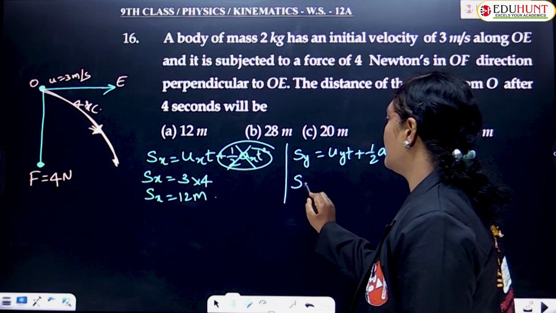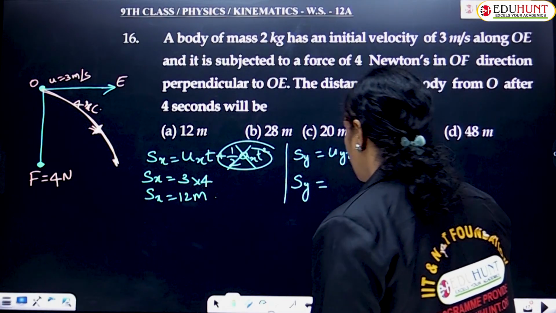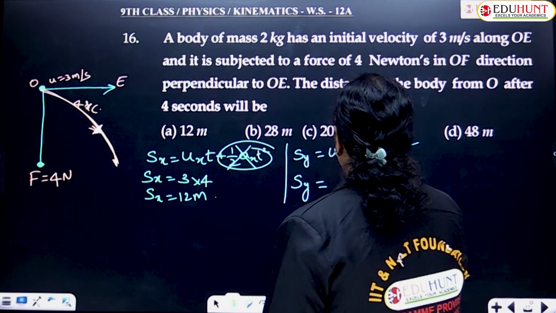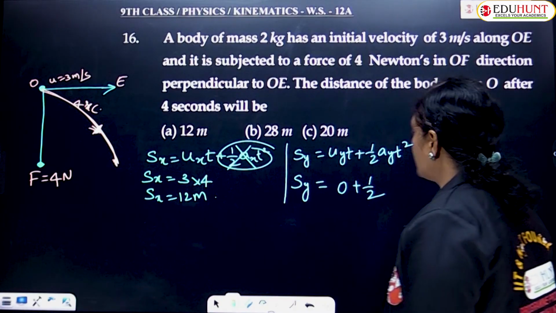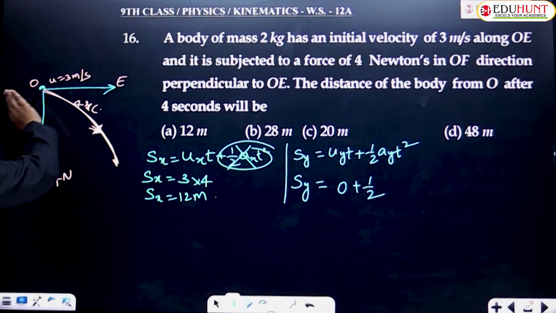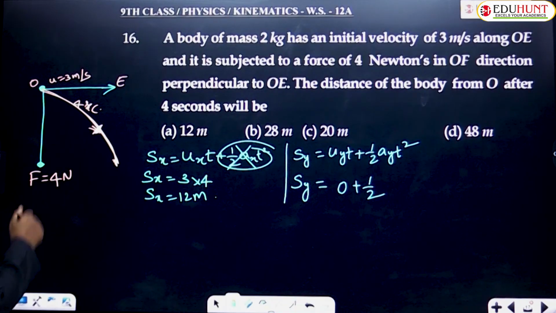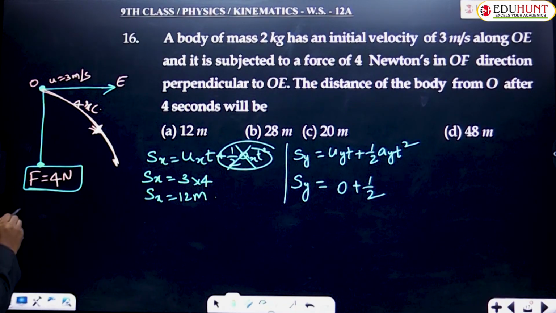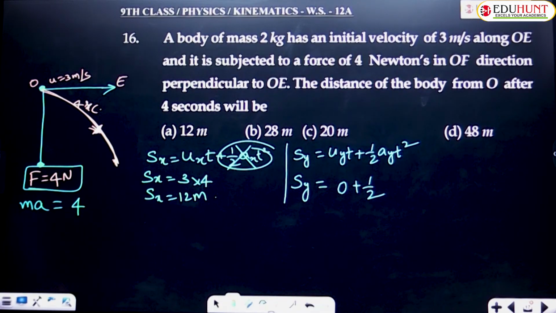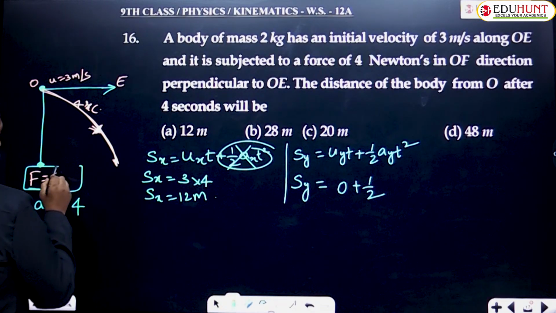It's all because only in the vertical direction, some acceleration is acting. So in order to find the vertical distance traveled by the body, the initial velocity, let us take it as 0, plus half... What acceleration is the body acting on? Only the horizontal velocity is given, vertical velocity is not given. The reason why I have considered Uy as 0. From this equation, F equals 4 Newton. We can take the force formula, mass into acceleration, ma equals 4. Newton is only the unit, so you may get confused by this.